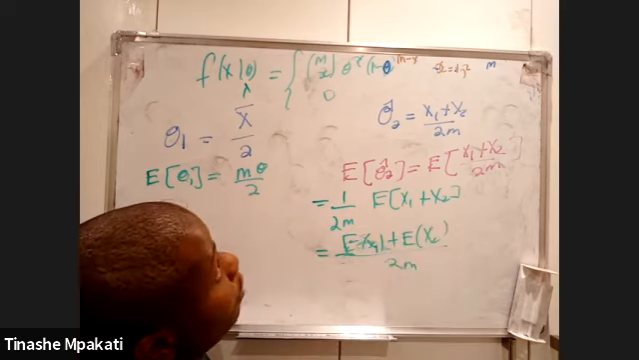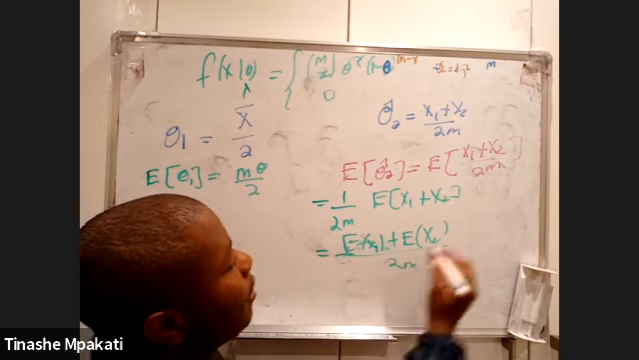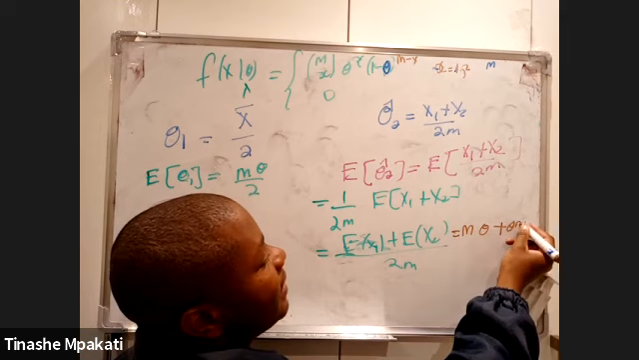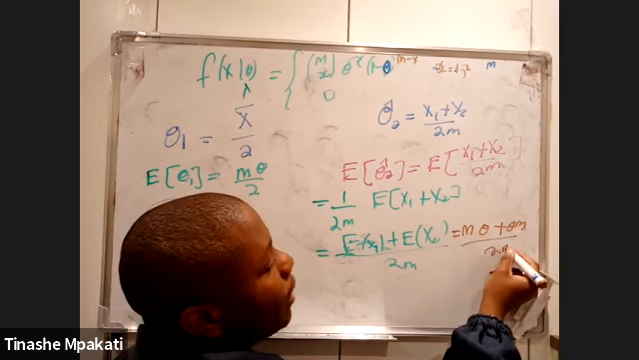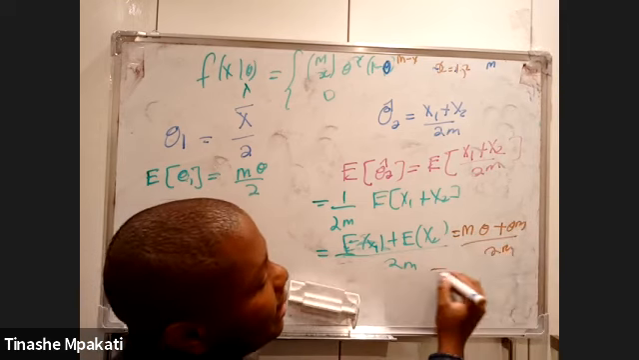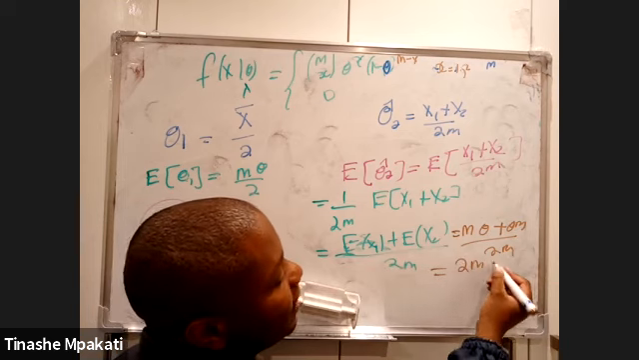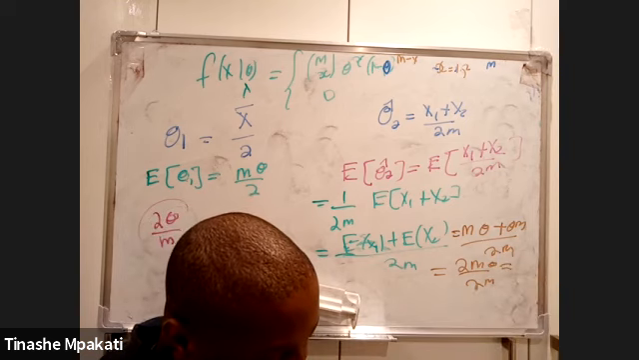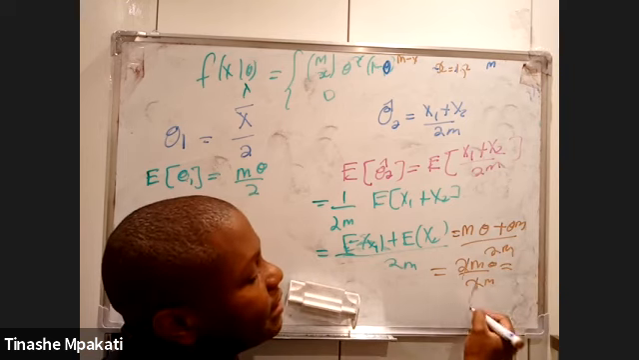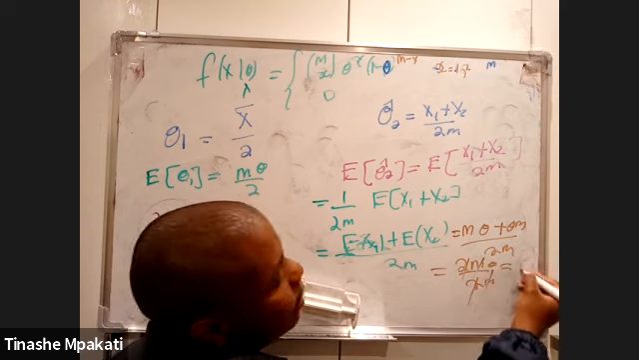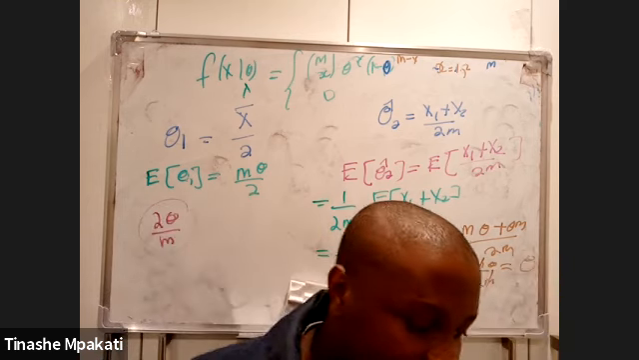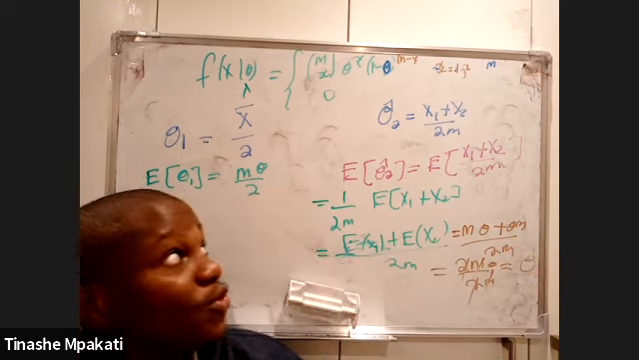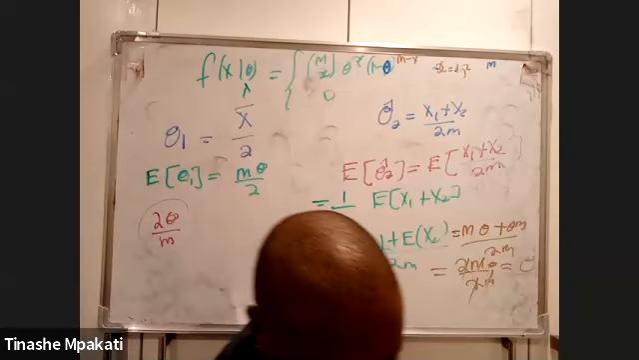This will be equal to what? m theta plus m theta, divided by 2m. So what I end up having is 2m theta divided by 2m. That will cancel, that will cancel, and we get theta. Then our conclusion will be that the estimator theta 2 is actually unbiased.